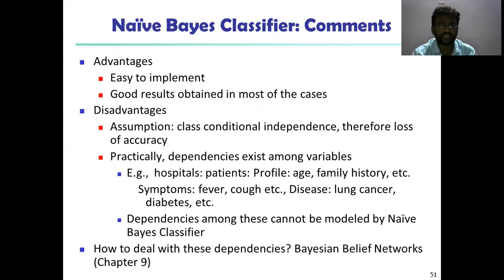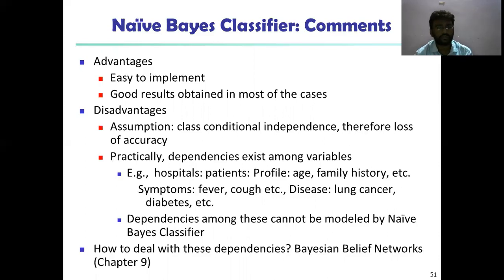What are those disadvantages? We have the assumption of class conditional independence, therefore a loss of accuracy will come. If one class is dependent on another class, we will not get accurate values. In Naïve Bayes classification, each class is independent. So with class conditional independence, we get a loss of accuracy in a few cases, and dependencies partially exist among variables.